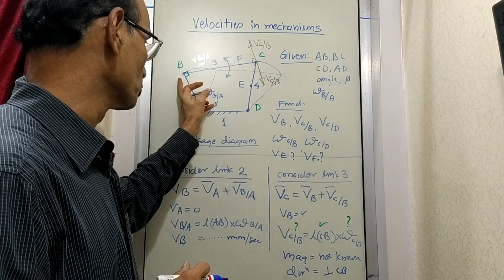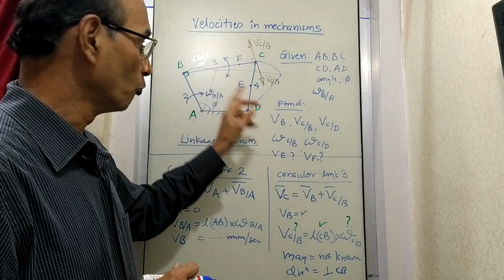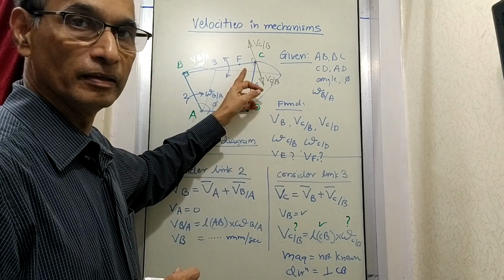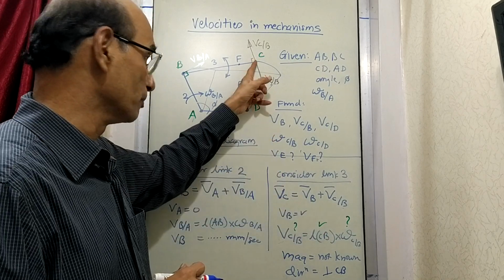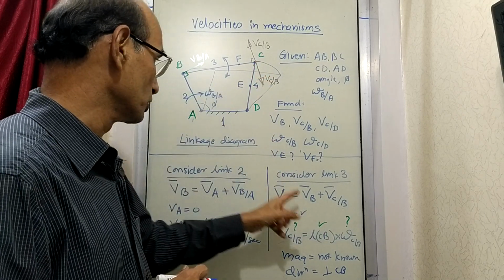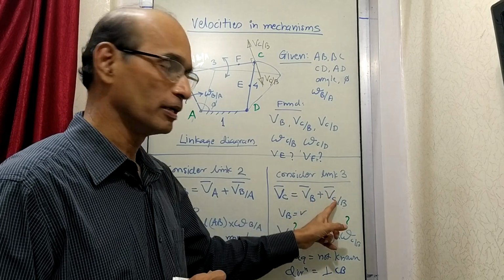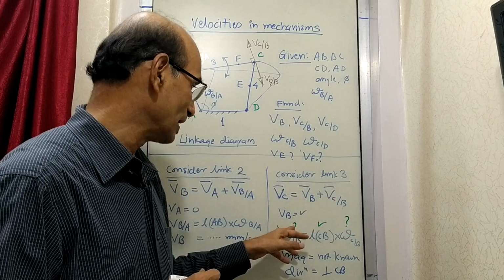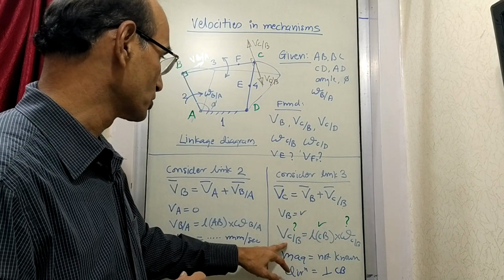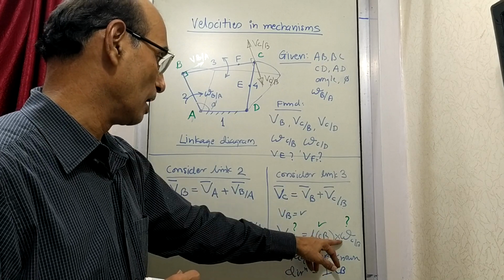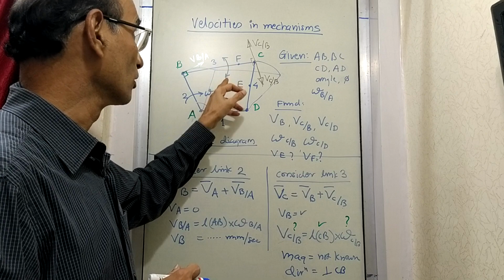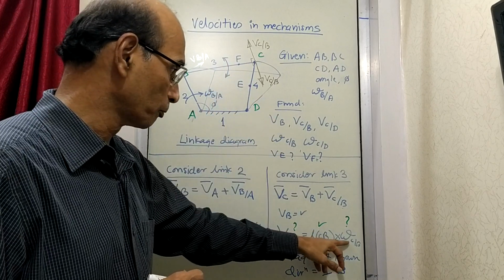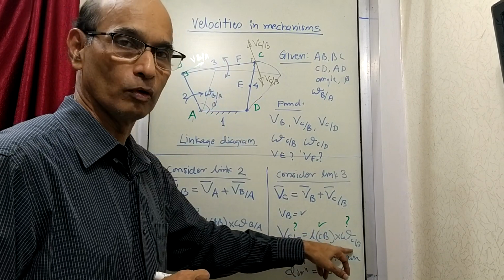After that B was known. Once B was known, we considered link number 3, and for link 3 we wrote the equation like this: velocity of any point C equals velocity of known point B plus velocity of C related to B. B was already known, and velocity of C related to B is r omega. So r is the length, omega is the angular velocity of this link. This was not known to us, therefore we did not know this answer.